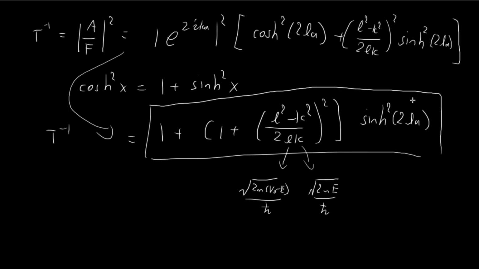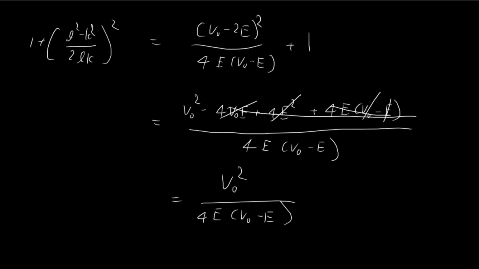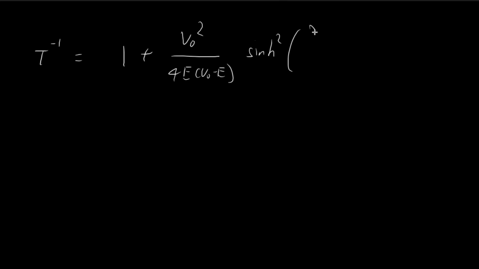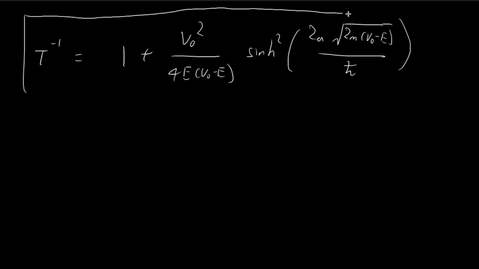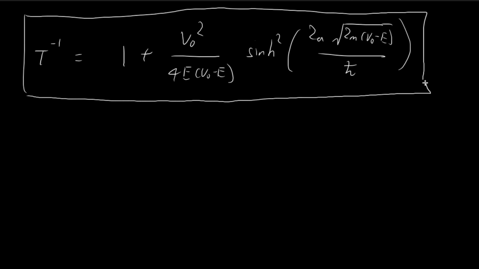And then don't forget this is 2LA, so instead of writing L, I can also substitute back in the definition of L, which is just this expression. So let's do that as well. So we're left with 2a times the square root of 2m(V0 minus E) divided by h bar. And so there we have it. This is the answer that we're after. And so after all this algebra and all the simplification, we have finally reached our answer.